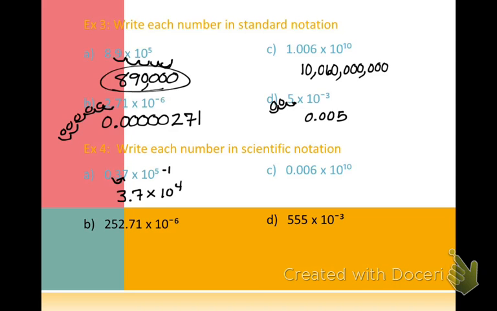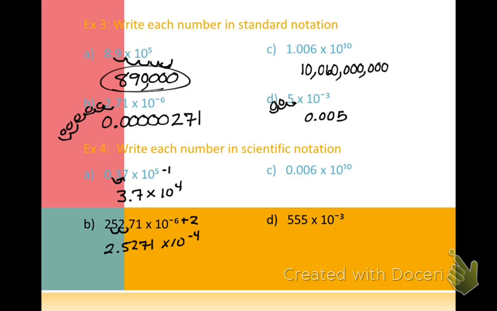B is 252.71. Is that in scientific notation form? No. I need to move it over to the left 2 times, so I'm adding 2. So that's minus negative 2. So it's going to be 2.5271 times 10 to the what power? Negative 6 plus 2 is negative 4.